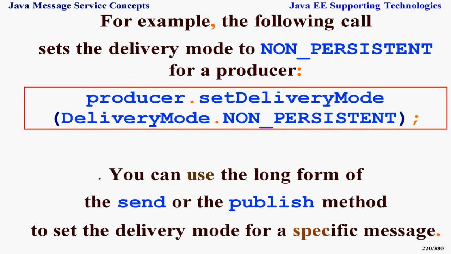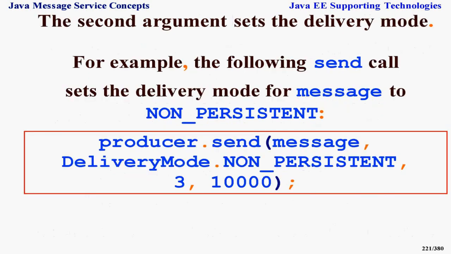setDeliveryMode(DeliveryMode.NON_PERSISTENT). You can use the long form of the send or the publish method to set the delivery mode for a specific message. The second argument sets the delivery mode. For example, the following send call sets the delivery mode for the message to non-persistent for the producer.